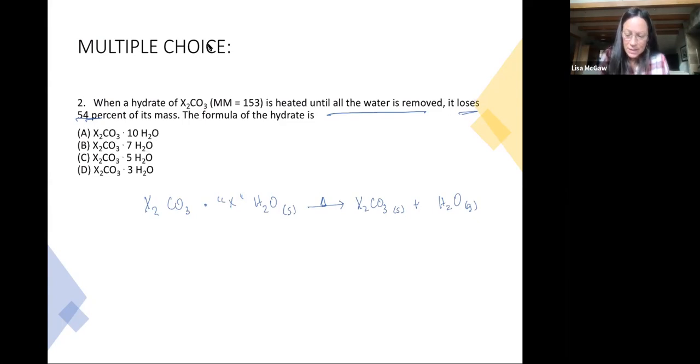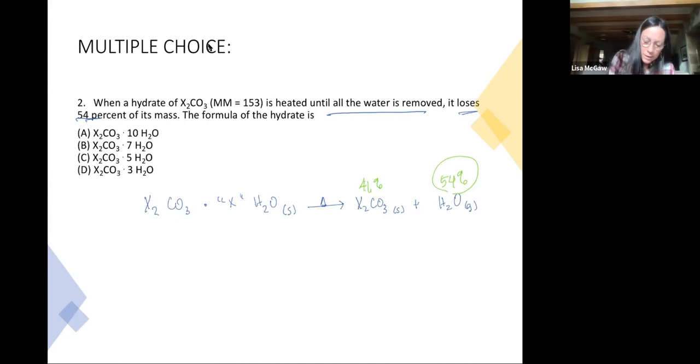It says this compound is going to lose 54% of its mass. Well, what did it lose? It lost its water, right? So 54% of that was water. That means 46% of that must have been X2CO3. So now what I have to do when you're trying to find a formula, you have to change grams into moles, but we don't even have grams, but we kind of do because we're assuming a 100% sample would be a 100-gram sample, and that makes this problem solving way easier.